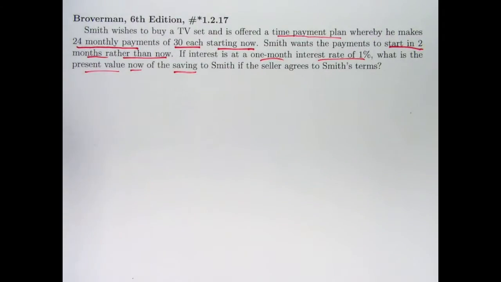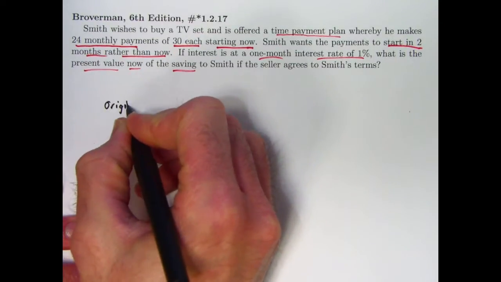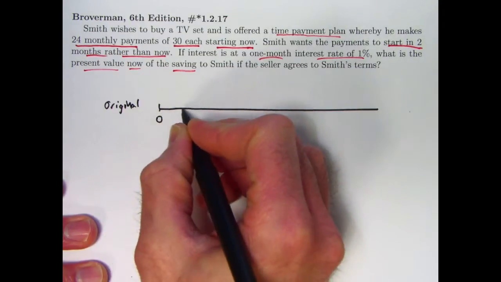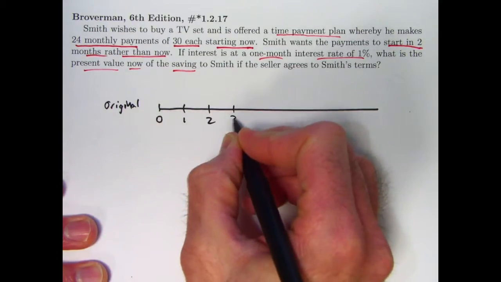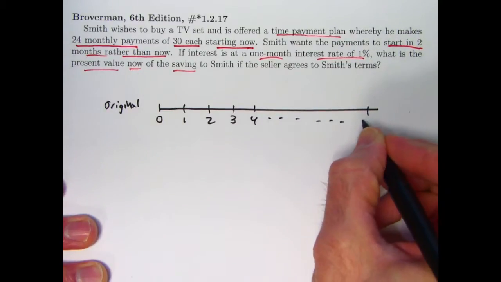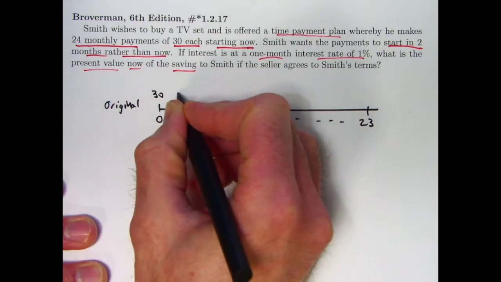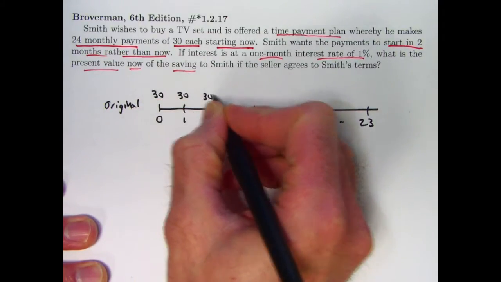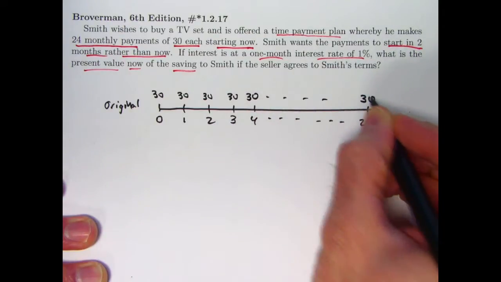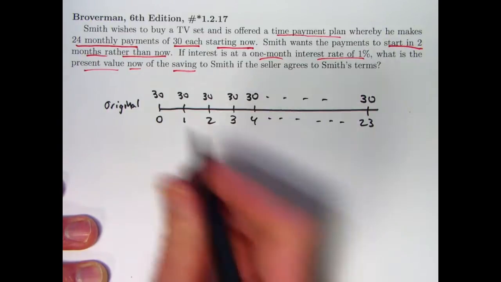All right, let's draw 2 number lines. There's the original payment plan, starting at time 0. There's 24 payments, so the last payment is going to be 23 months from now. 30 right now at time 0, 30 at 1 month from now, 30 at 2 months from now, etc. Again, the last payment, the 24th payment, is at time 23 months from now.